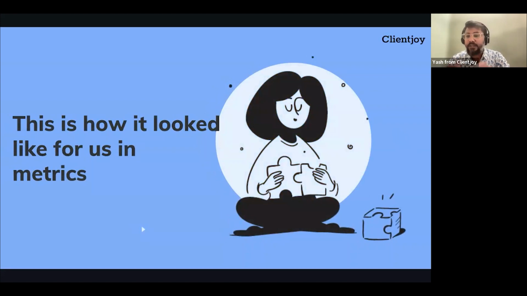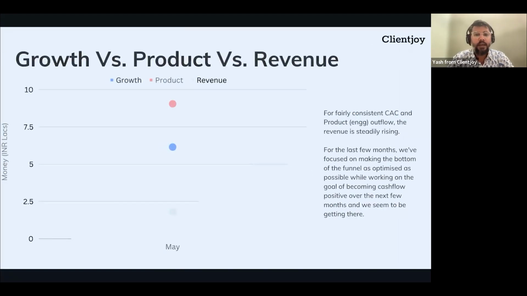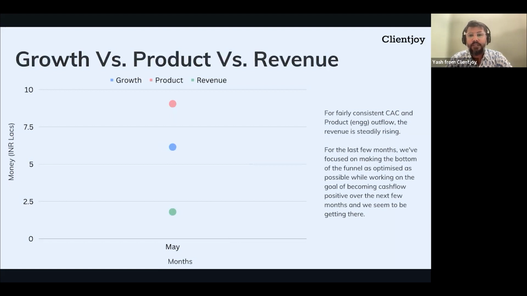So I'll show how it looked for ClientJoy. This is, I think, May of 2020, when we started measuring some of our numbers. This is in INR lakhs, the amount of money that we are investing or making. Red is for product. For product, we are spending somewhere close to about 8 odd lakhs in the month of May 2020, which is engineering costs, server costs, all of those things.